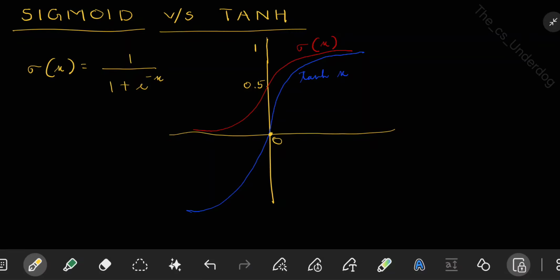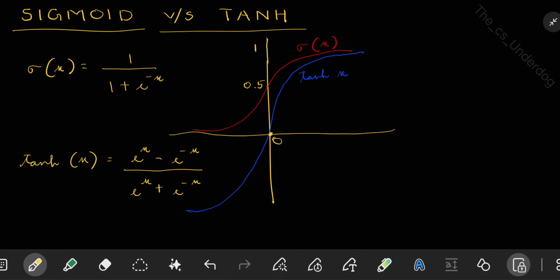We already know this. And what about tanh? Tanh of x has the formula e power x minus e power minus x divided by e power x plus e power minus x. So these formulas you will also be familiar with. The remaining things we are going to discuss are the differences between them and how to derive one from the other.